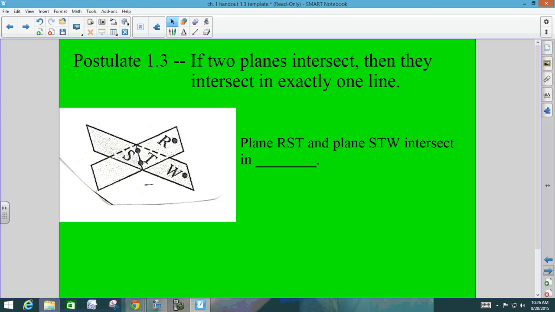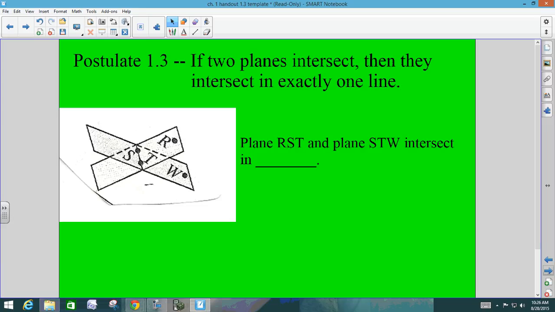This plane, the sidewall, and the back wall intersect along this vertical line here, this corner of the room. 2 planes will intersect in 1 line. If 2 planes intersect, then they're going to intersect on a line.